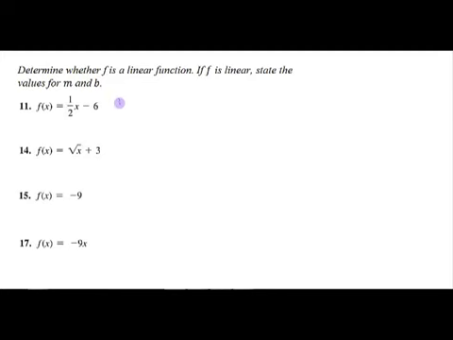This is a linear function, and my m is 1/2. b is -6. This is not a linear function. When we have an x under our square root, that causes our function to have a curve rather than be a straight line. This is also a linear function.